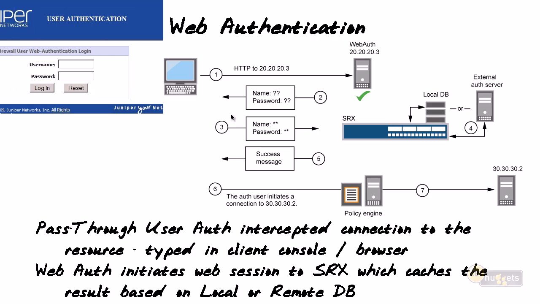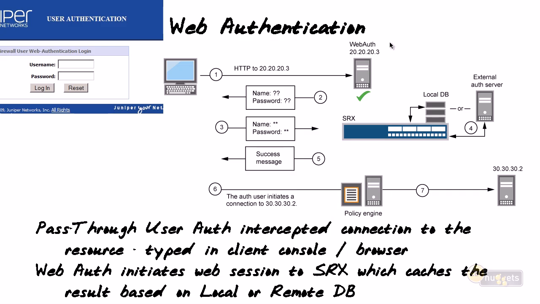Okay? So basically, the end user, or the auth user, we'll call them, they're going to create a connection to the web auth IP address, okay, 20.20.20.3. Junos will then check the user account in its local database, for example, in our example, okay. Then the auth user will initiate a connection, as long as they're successful, to 30.30.30.2. The policy engine here will keep track of the fact that the policy that applies to this traffic must be authenticated via WebAuth. So it checks its list of authenticated users.